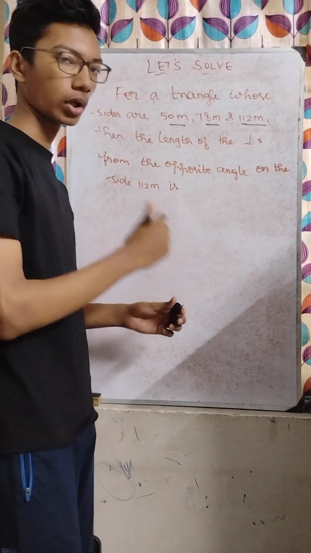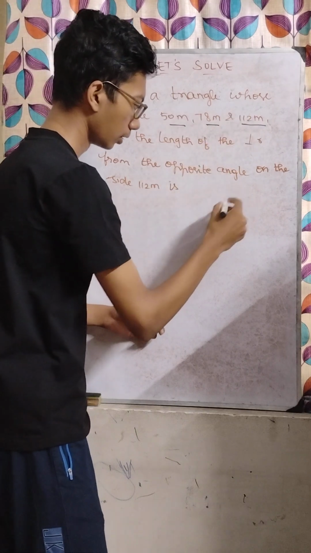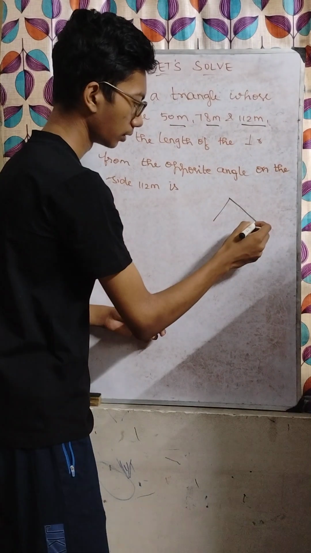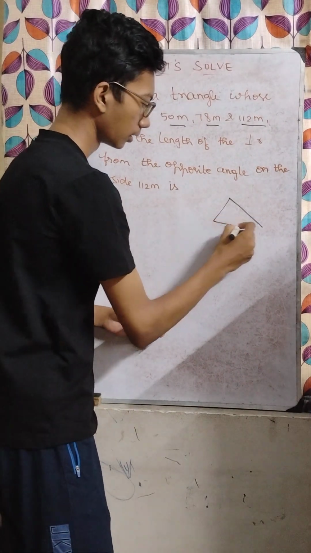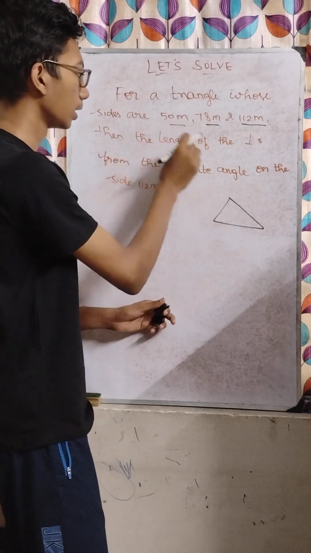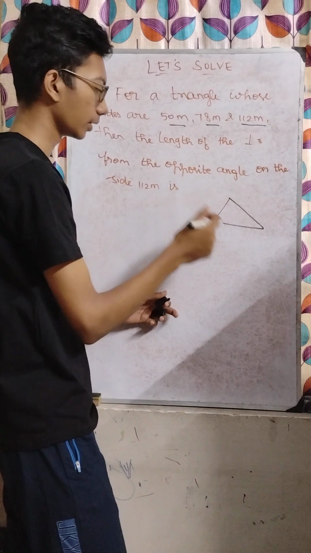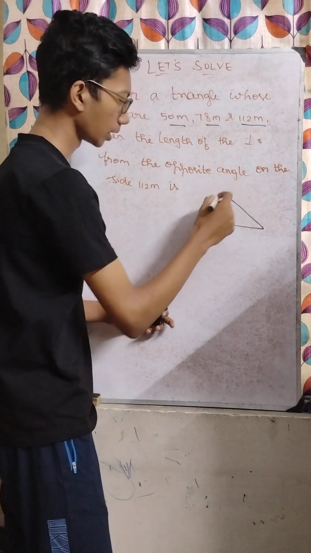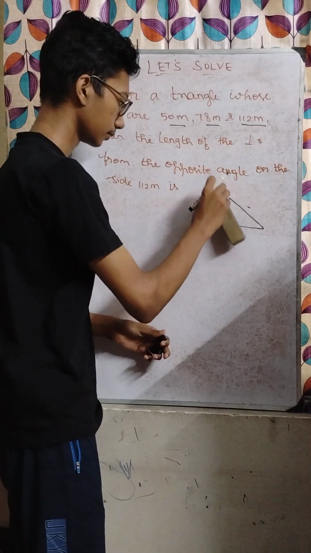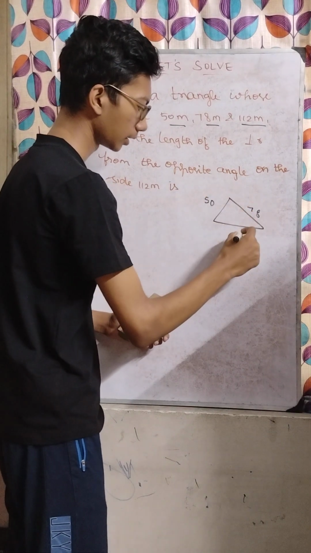meters. So what does this mean? First, let's draw this triangle. 50 meter, 78 meter. We will draw this a little bigger. Then we have 112 meters. So this is the triangle. Now, the length of the perpendicular from the opposite angle on the 112 meters. So this is 50, this is 78 and 112.